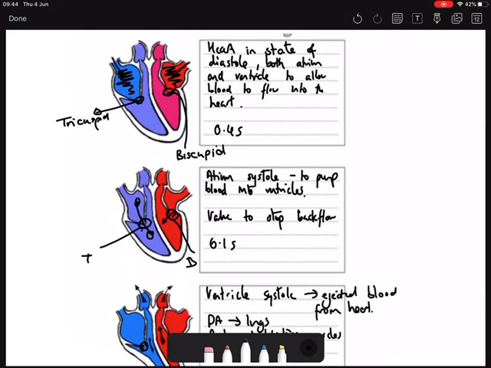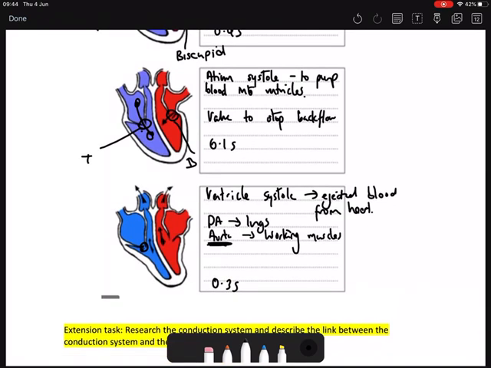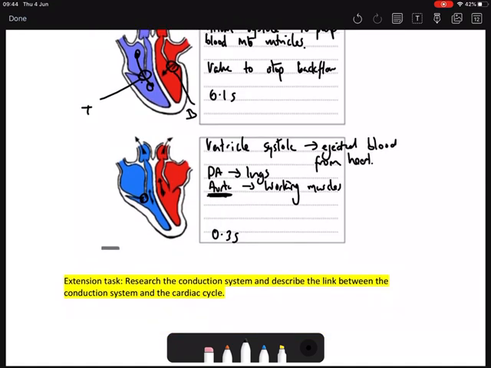So we have whole heart diastole, so the entire heart is in relaxation to allow blood to flow into the atriums. The atriums go into systole, so they contract and pump the blood into the ventricles. The ventricles then go into systole, contracting to eject the blood out of the heart.